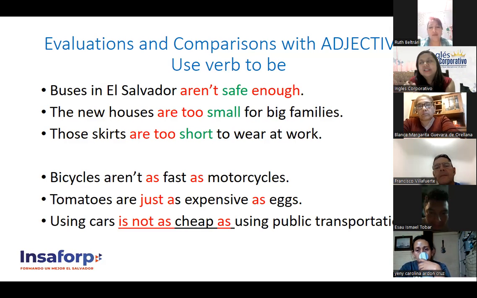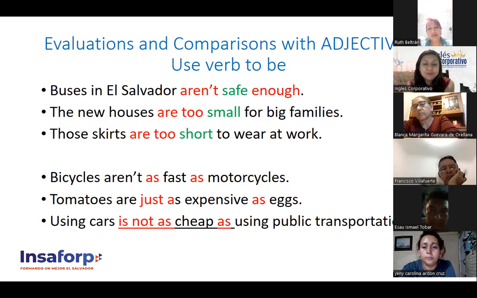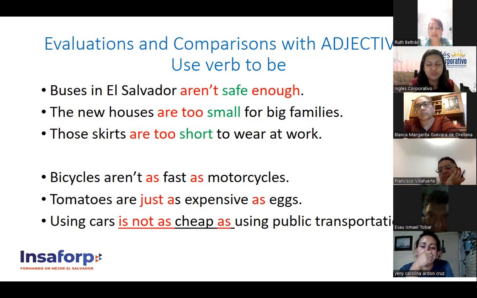And look at this other example. Using cars is not as cheap as using public transportation. True or false? True. Yes. Using cars or driving your car is very expensive because of the gas, right? So using cars is not as cheap as using public transportation. So using public transportation is cheaper. It's cheaper, but not safe. Yeah, that's correct.